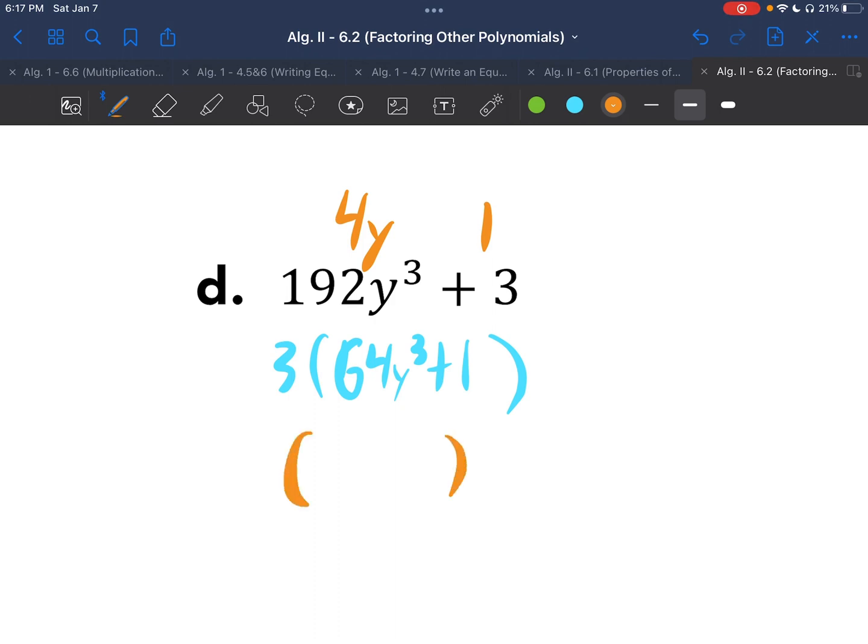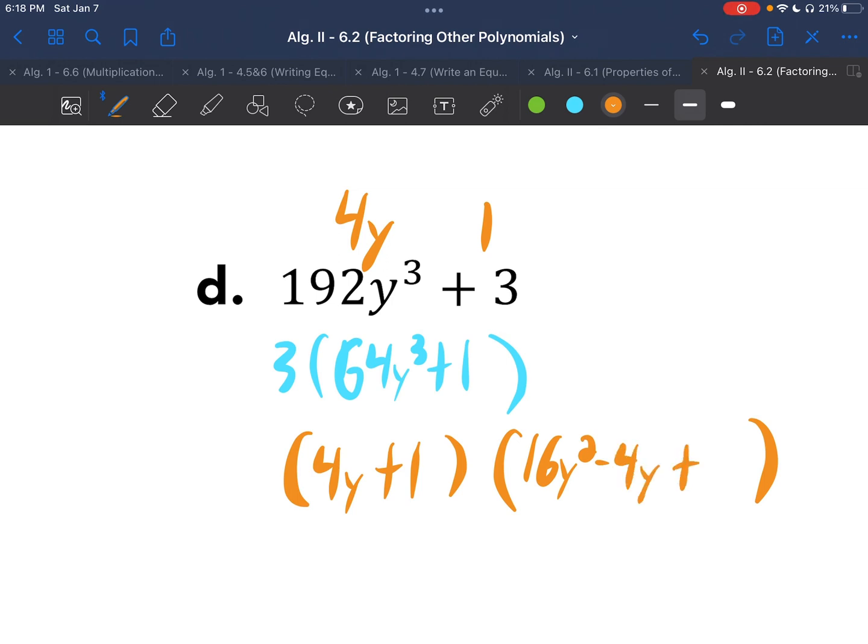So we can do a binomial, a trinomial. And the first one is going to be 4y plus 1, the same sign we started with. The second one is the first one squared, so 16y squared. Opposite sign, so minus, 2 times each other, so 4y, plus the second one squared, which is 1. And we can't forget the GCF out in front of 3.